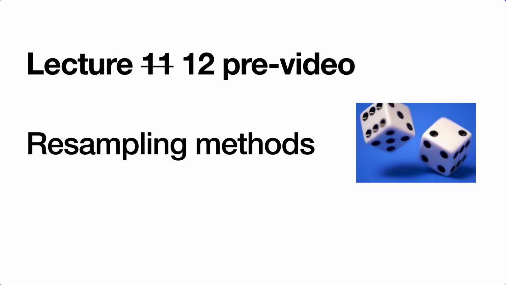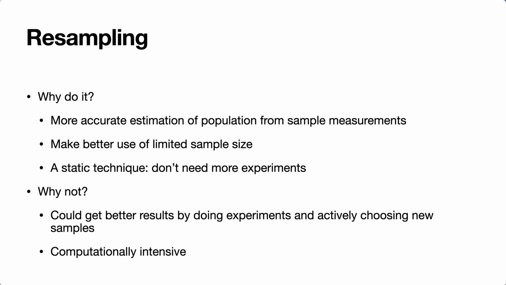Hey everybody, we're going to do a little pre-video on resampling methods. Resampling is widely used in statistics and it's widely used in machine learning. The basic idea is that we take a limited chunk of data and randomly resample it, randomly taking either a permutation or some subsample from the original data, and we use that resample to make an estimation.